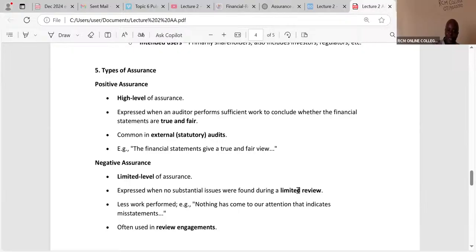So in this case, I'm going to give you this opinion. I'm going to give you this assurance when we have what we call a limited review. There is less work performed. So this is how it will read: nothing has come to our attention that indicates misstatements.